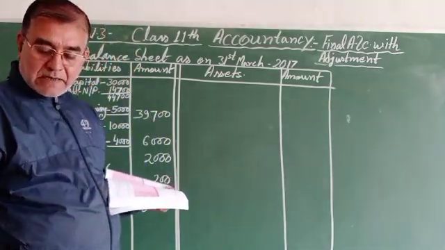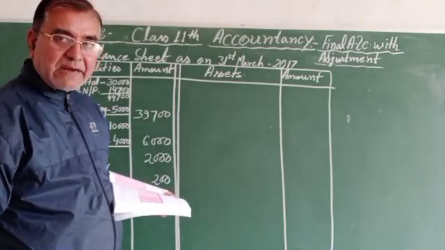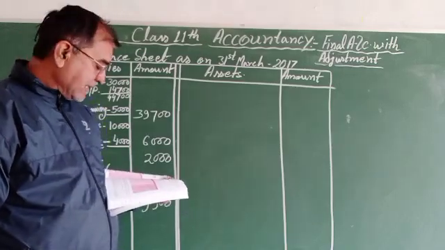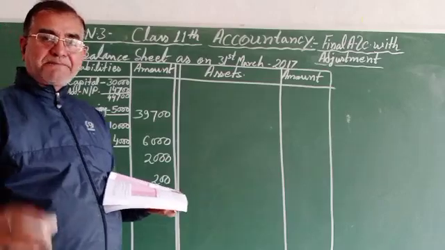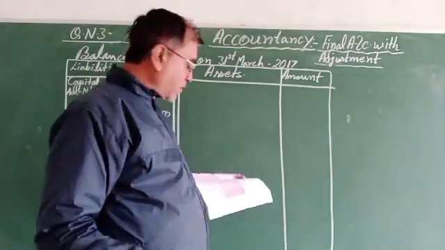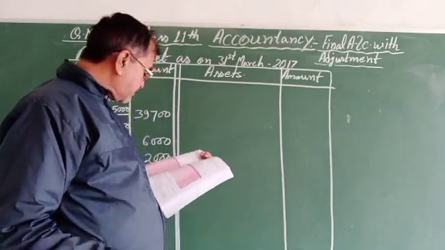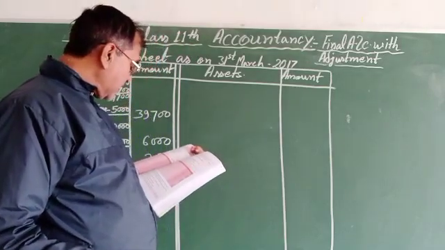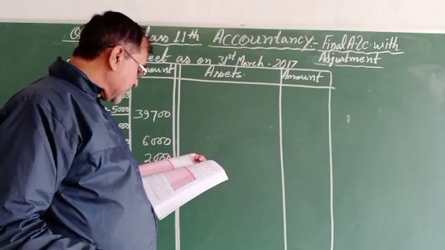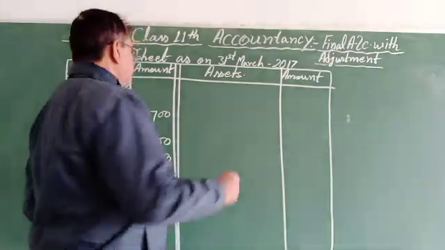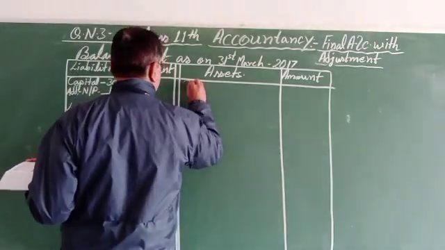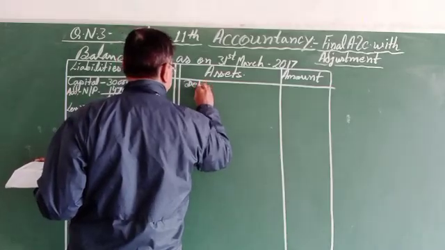Now this is the credit column of the trial balance, and the adjustment in the liability column is filled. Now come to the assets column. In the assets column: capital, drawing, and debtors and creditors. Debtors, we just have to write over here debtors.